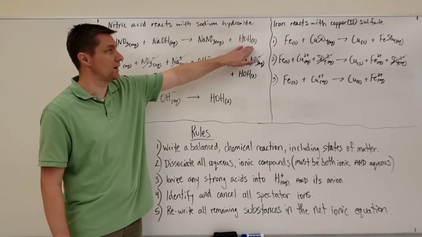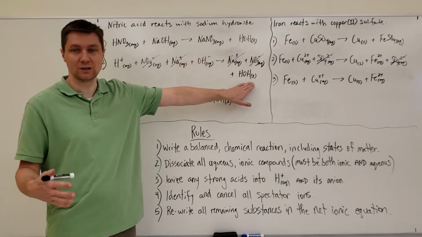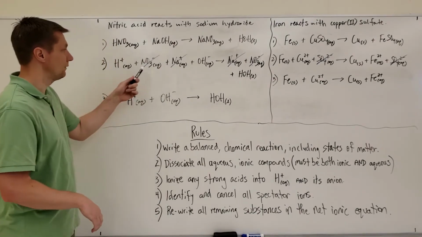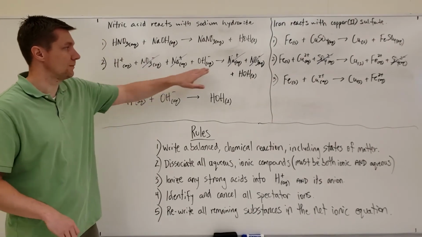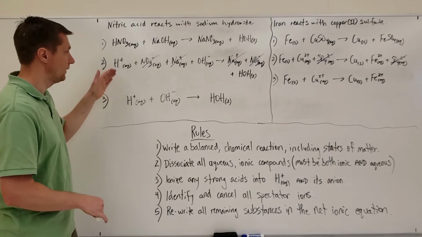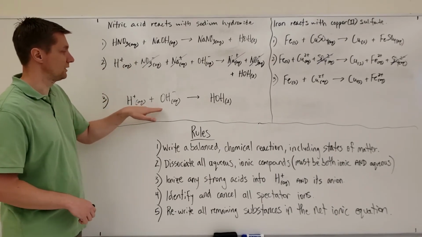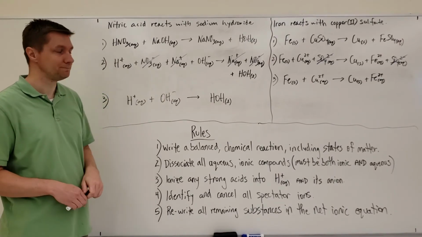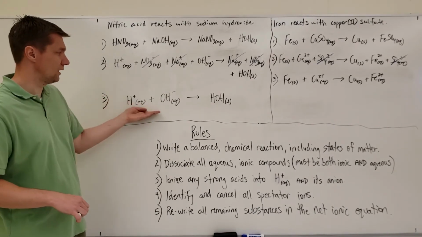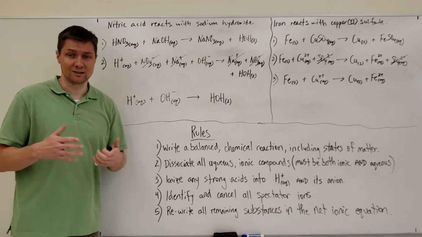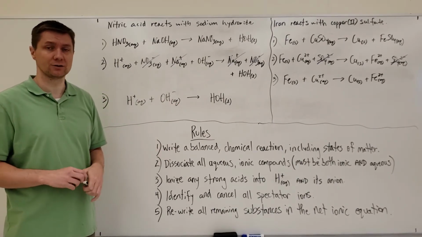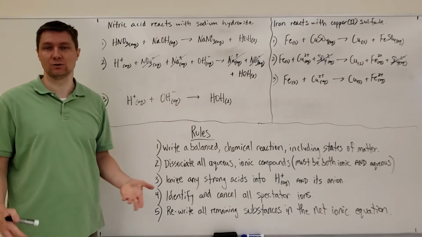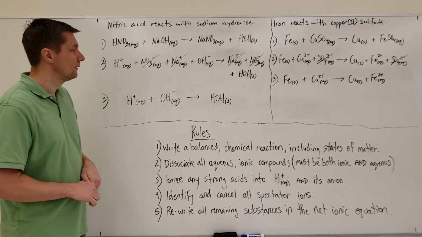You can see water, HOH, is a liquid, so I don't dissociate that. It's not ionic and it's not aqueous, so I just leave it alone. Then I identify my spectator ions, I cancel them out, as you can see I've done there, and then I write out what's left over. My H plus and my OH minus gives me my HOH, liquid, or water. And so this is a net ionic equation that really shows what is essentially a neutralization reaction, where we have an acid reacting with a base, and it makes a neutral substance, which is water. So that's that example.